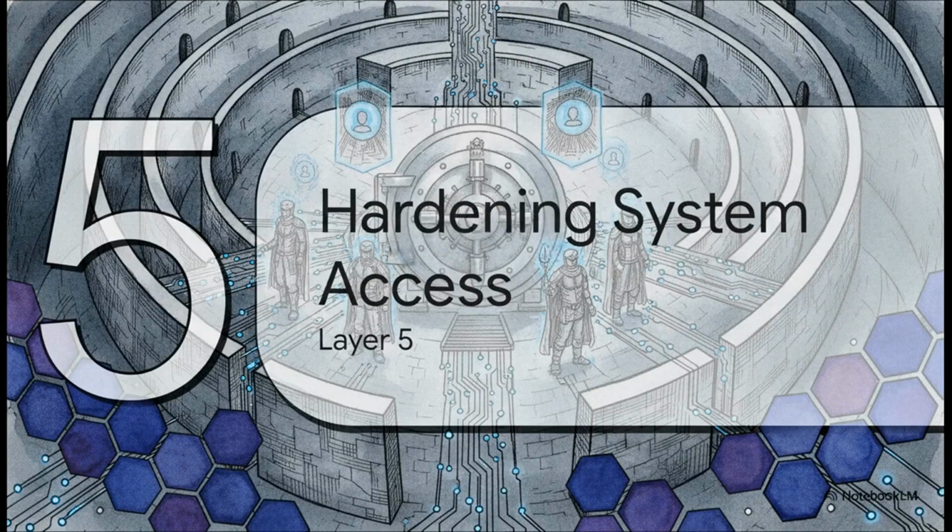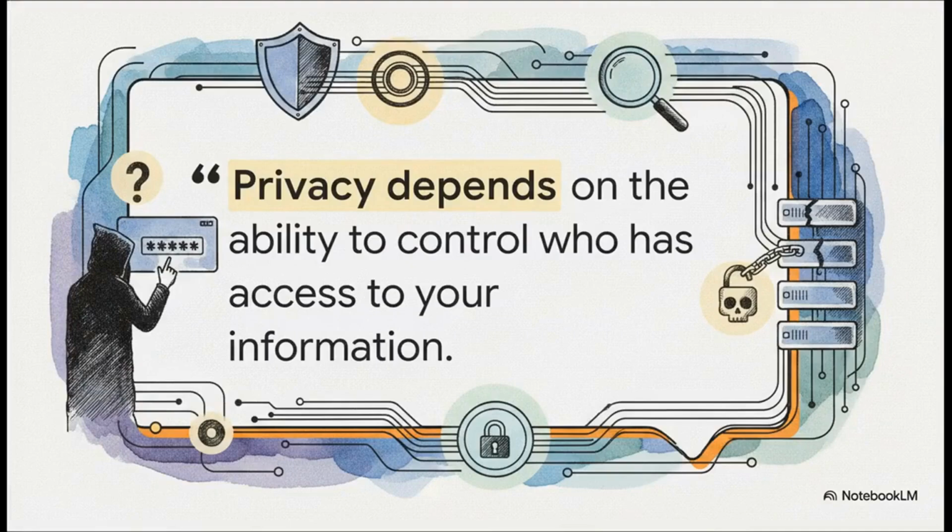Section 5. Hardening System Access. Let's transition to the inner vault of our digital fortress, protecting the local machine. There is a core philosophy from our source material to remember here. Privacy depends on the ability to control who has access to your information. It sounds super simple, right? But it's absolutely profound. Because honestly, all the transit encryption and deep packet inspection in the world fails completely if an attacker can just guess your password.